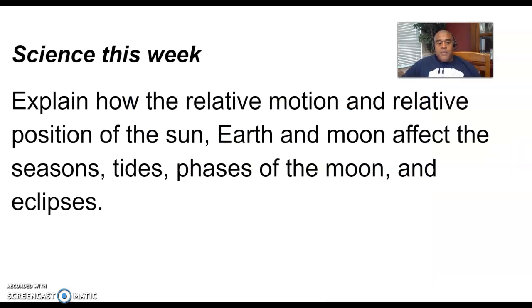Science this week. Explain how the relative motion and relative position of the sun, earth, and moon affect the seasons, tides, phases of the moon, and eclipses. Okay, it's a pretty long standard here. Basically, what we're going to look at today and Wednesday is the sun, the earth, and the moon, where they're positioned in the solar system, and how their location affects the seasons, the tides, and the phases of the moon. Okay?